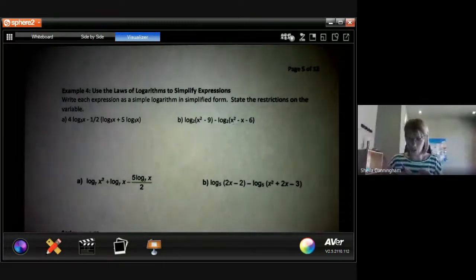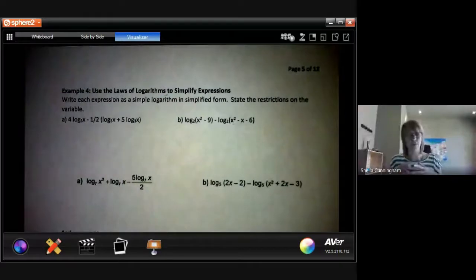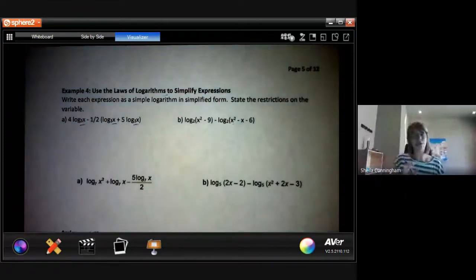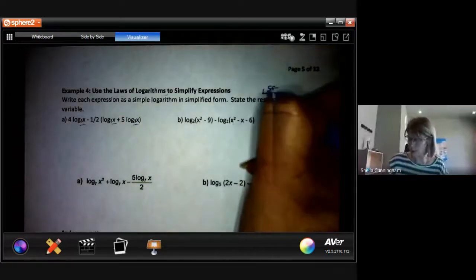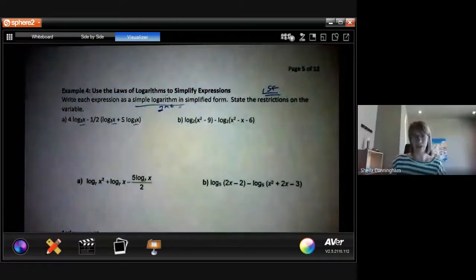So now it says to use the laws of logarithms to simplify the expressions. In our process of simplifying, we also need to state the restrictions. In order to find our restrictions, we want to address each little piece on its own first, and then we can worry about doing the simplifying. So let's figure out restrictions first, and then we'll do the simplifying as the second piece of it, okay? So first is restrictions always.